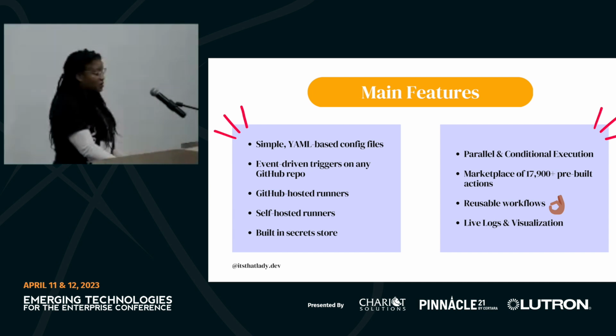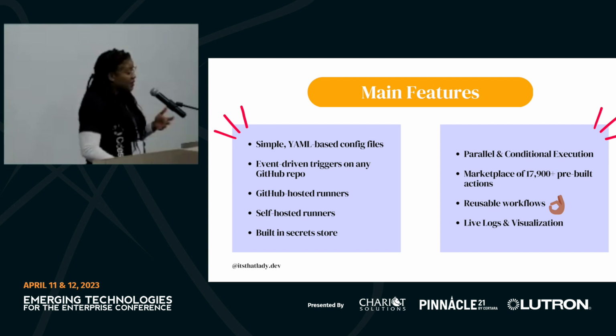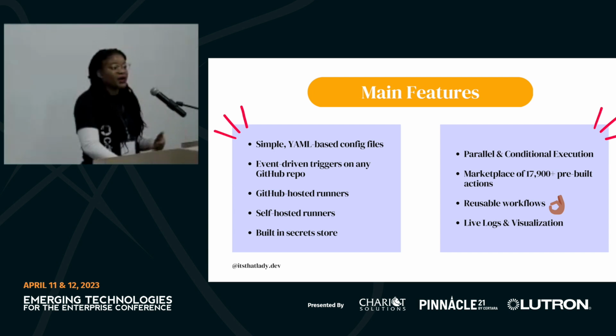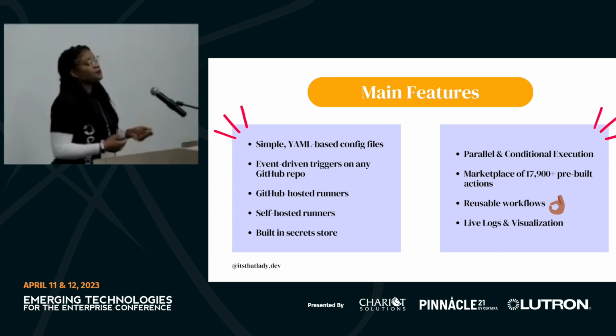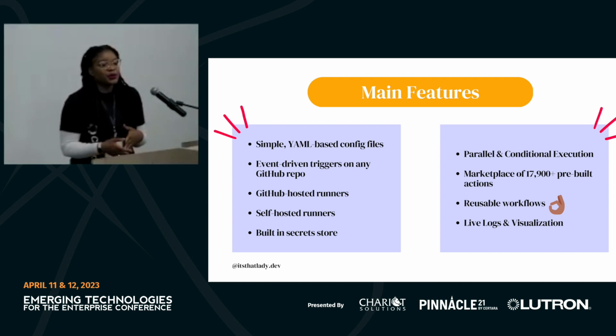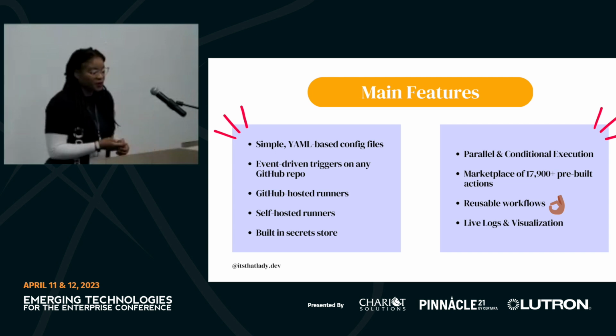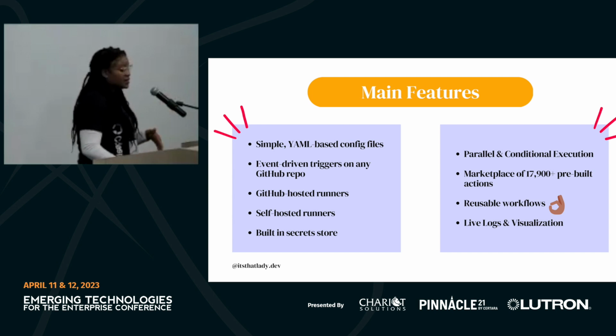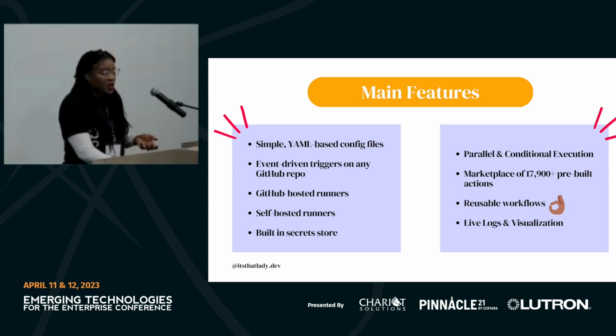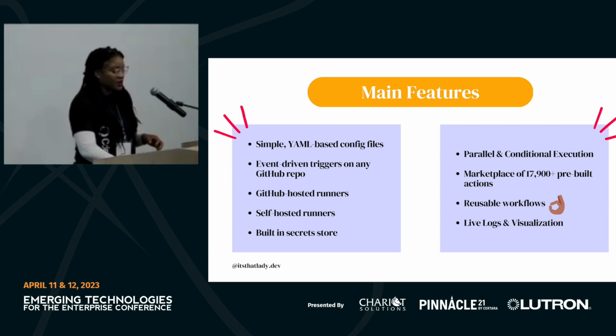GitHub Actions also has a built-in secret store where you can store your environment variables or sensitive information. We also have configuration variables where you can store non-sensitive data for your workflows. We have parallel and conditional execution where you can run multiple jobs concurrently or specify conditions to control the flow of the workflow based on the job outcome or the criteria that you're looking for.